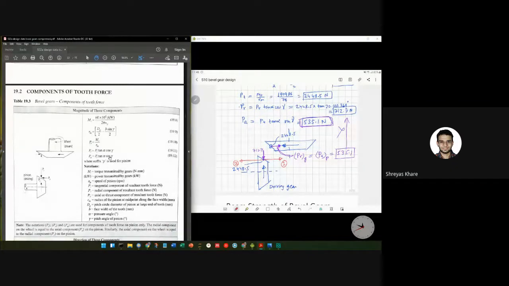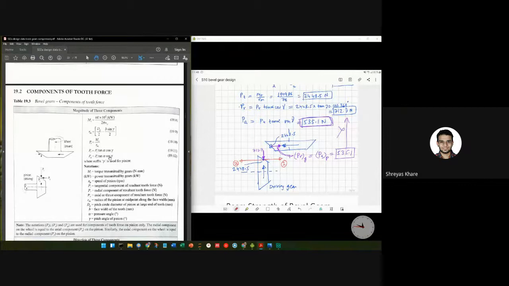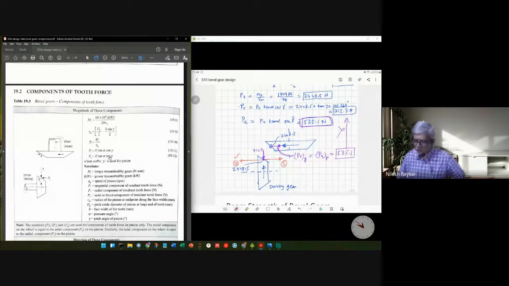So direction 2. Okay, why, Shreyas? Because it needs to cancel out the radial force on the gear. That's right. So this force has to be opposite to the other force on the other side. That is why it should be in the other direction. And the magnitude we have already calculated, so that is equal to 535.1.